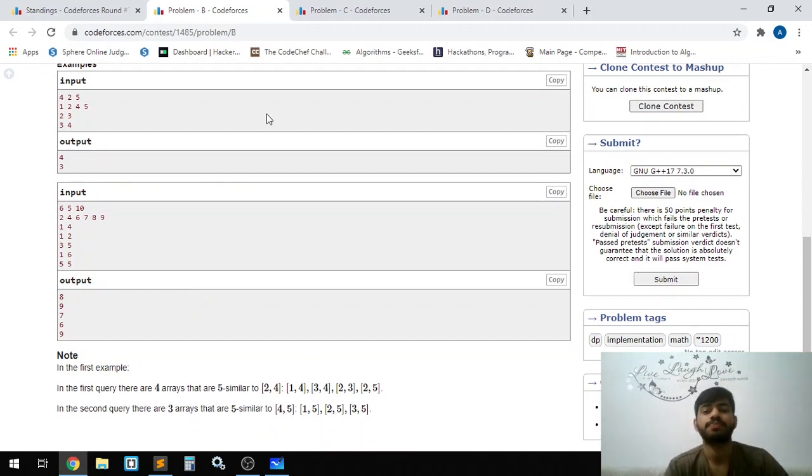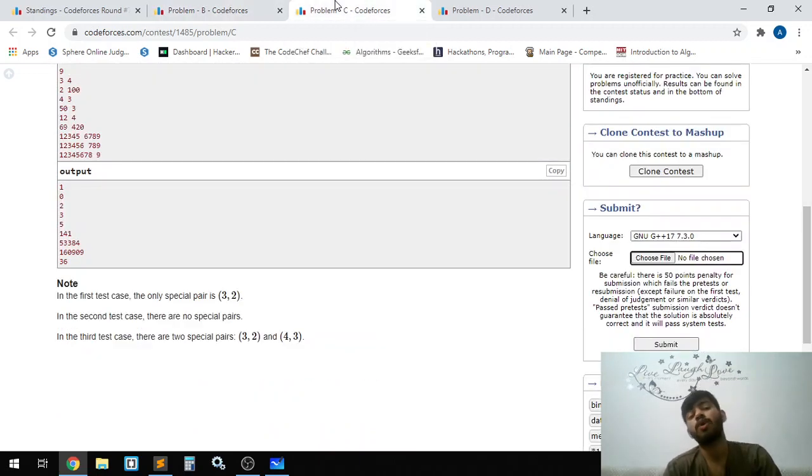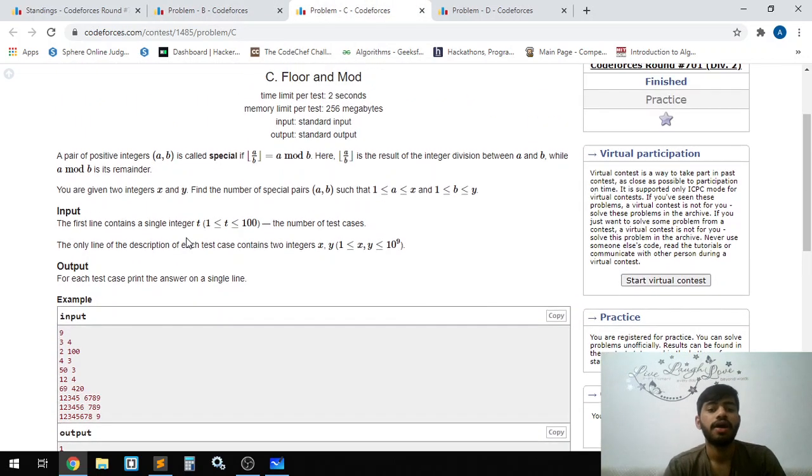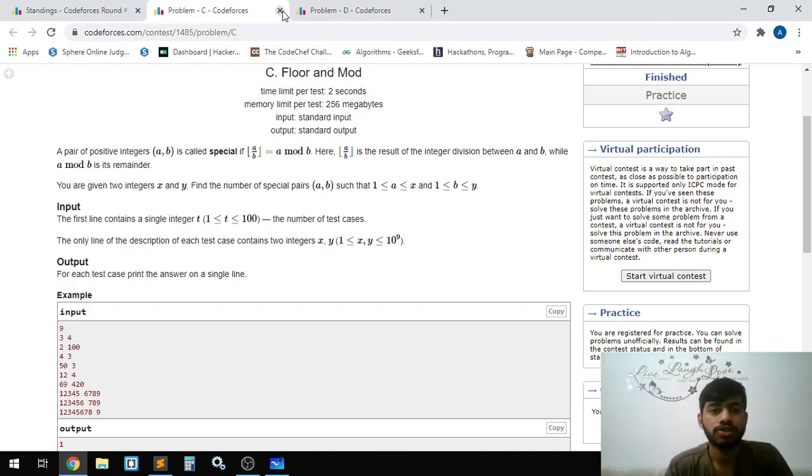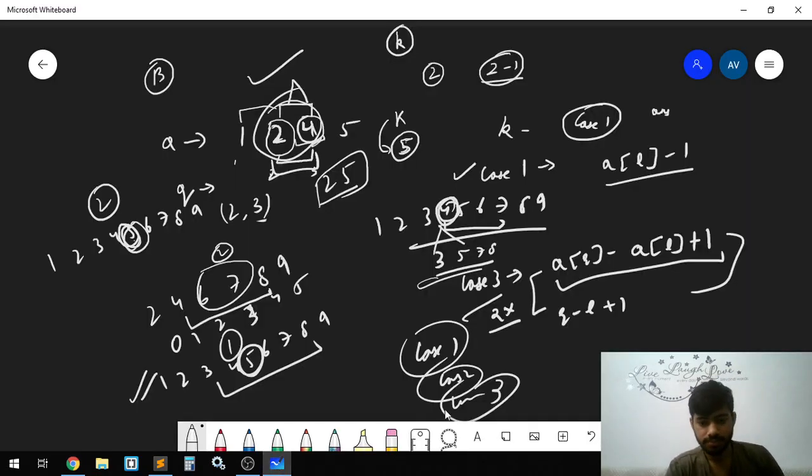Okay, 89769. So now move on to the next problem, that is problem number C. It's a little bit hard problem, and it also took me about 30 to 40 minutes. Okay, so in problem number C, what the question tells us is, just let me erase.